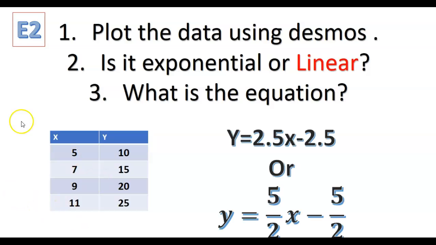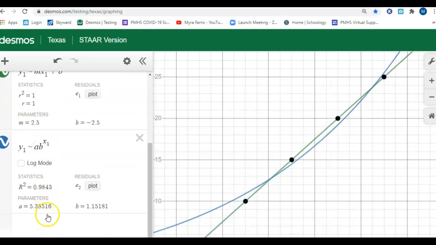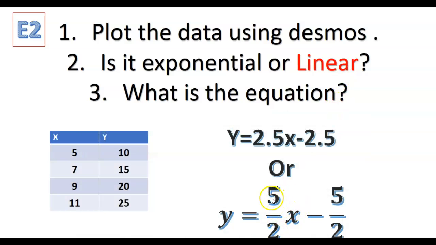Now, Desmos told me that the slope was 2.5 and the y-intercept was negative 2.5. If this was a STAAR type question, chances are they would not put the answer in terms of 2.5. They would change 2.5 to a fraction. This button right here changes a decimal to a fraction, and so in fraction form, the equation would have 5/2.